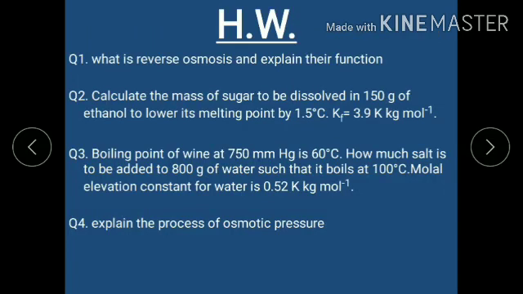Question number 1: What is reverse osmosis? Explain its function. Question number 2: Calculate the mass of sugar to be dissolved in 150 grams of ethanol to lower its melting point by 1.5 degrees centigrade, given the value of Kf is 3.9 kilogram per mole. Question number 3: The boiling point of water at 750 mm Hg is 60 degrees centigrade. How much salt is to be added to 800 grams of water such that it boils at 100 degrees centigrade? The molal elevation constant of water is 0.52 kilogram per mole. Question number 4: Explain the process of osmotic pressure.